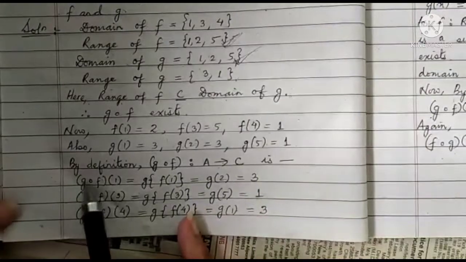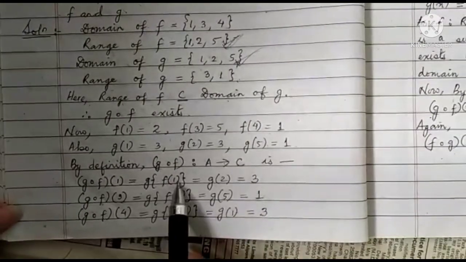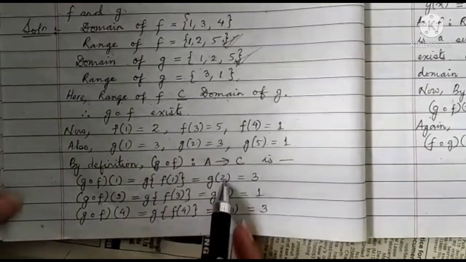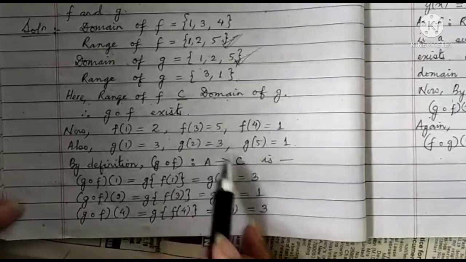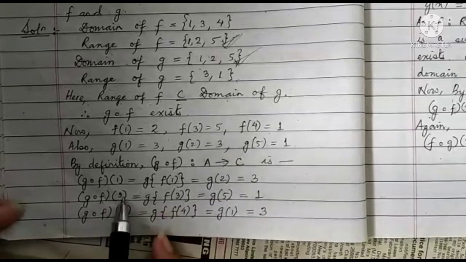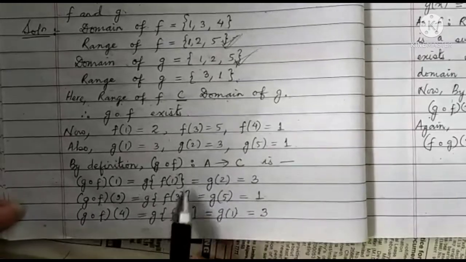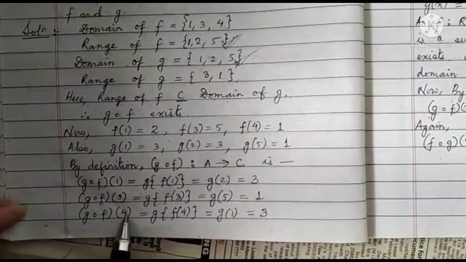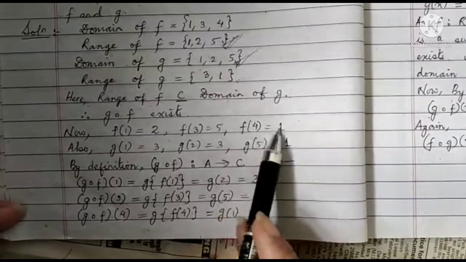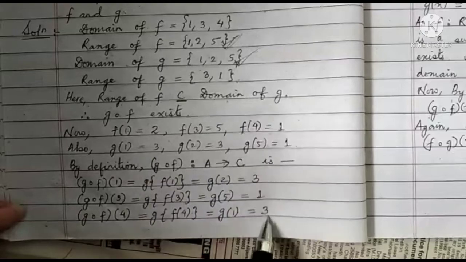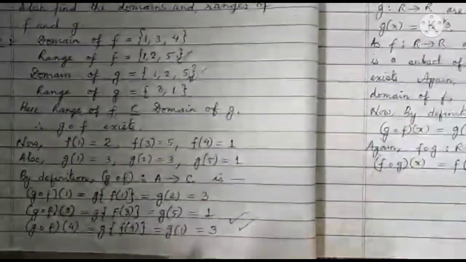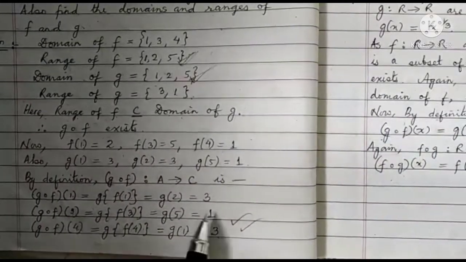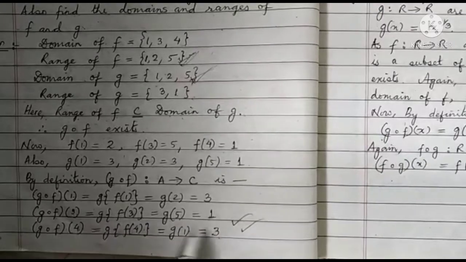So F composite G of 1 is G of F1 according to the definition. Now you know that F1 is 2. So in place of F1 put 2, it comes as G2. Now G of 2 is 3. Next, similarly, F composite G of 3 is G of F3 and I know F3 is 5. So G of 5 is 1. Third one, F composite G of 4 is written as G of F4. My F of 4 is 1. So G of 1 is 3. So this way, my F composite G of 1 is 3. F composite G of 3 is 1. And F composite G of 4 is 3.